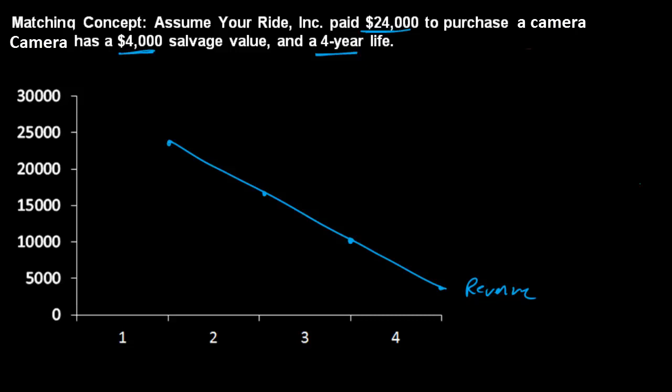So for this camera that I'm going to use to record this movie, I need to pick a depreciation method that matches this pattern of revenues. So I need a method that depreciates a lot of the camera early in the life and then less of the camera later in the life.